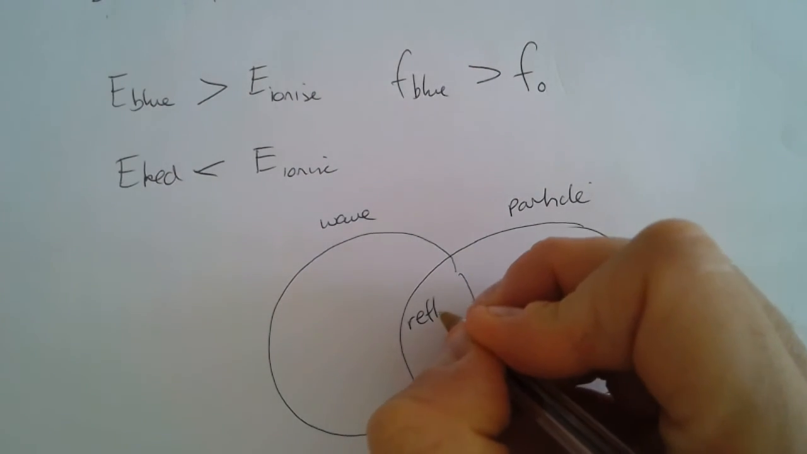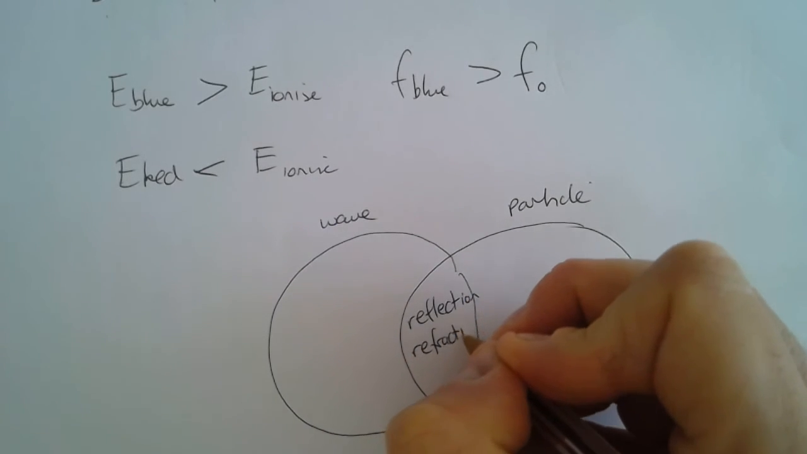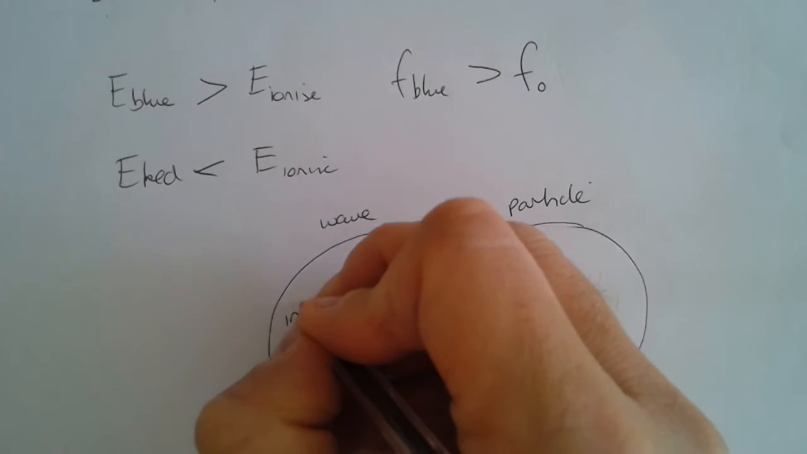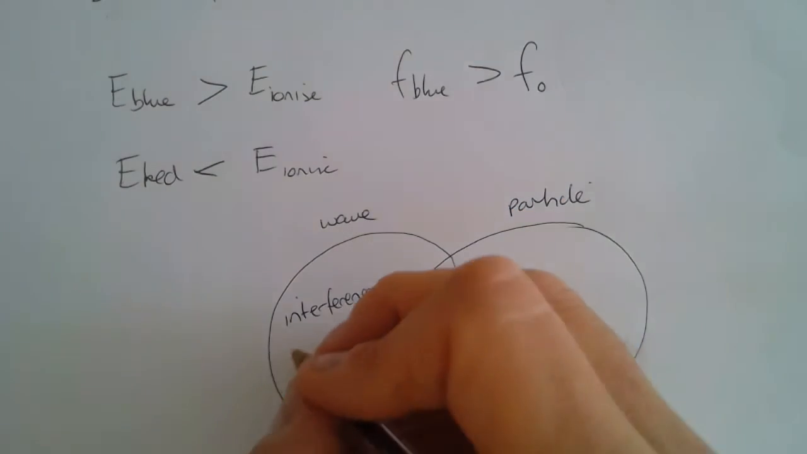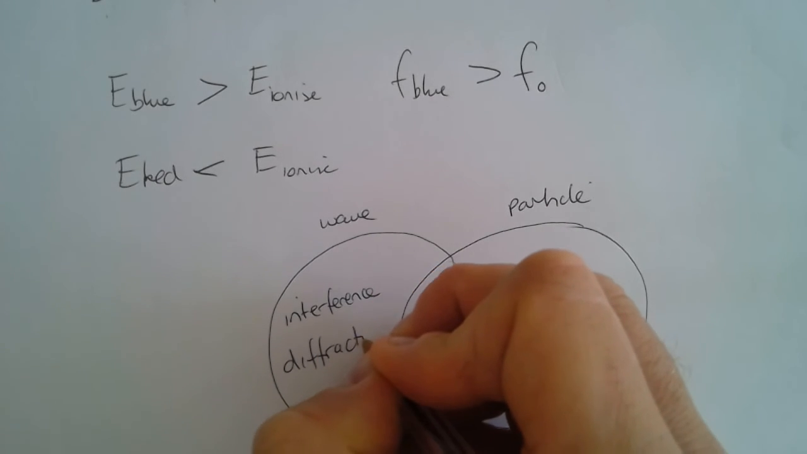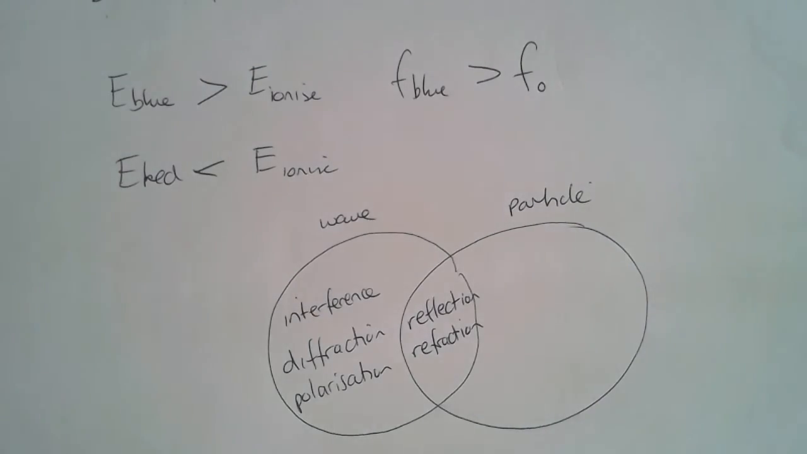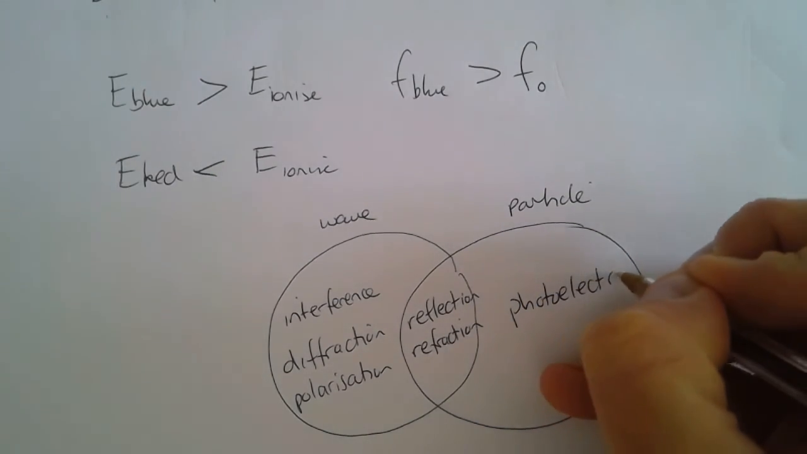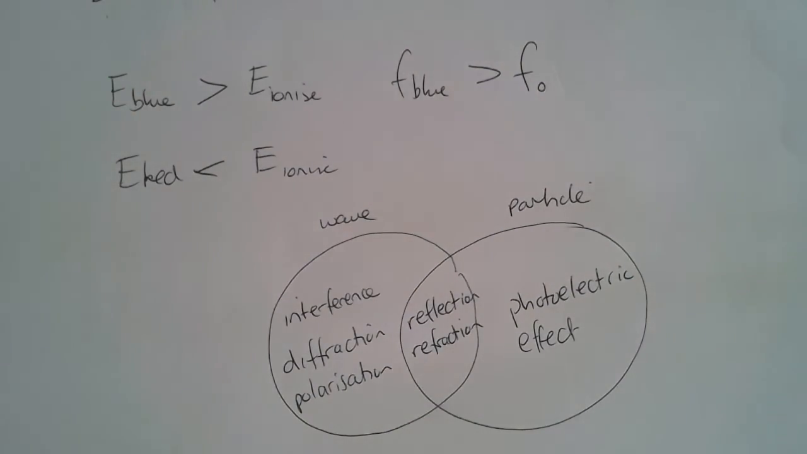There were two behaviors of light, reflection and refraction, which can actually be explained by both wave and particle nature. However, this interference pattern is definitely described only by a wave nature. Also diffraction and also polarization. So these properties of light can only be explained by the wave nature of it. However, the photoelectric effect, which is what we've just been looking at, can only be explained by the particle nature of light.